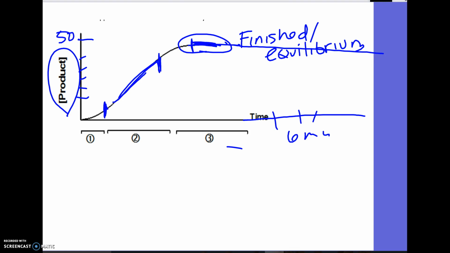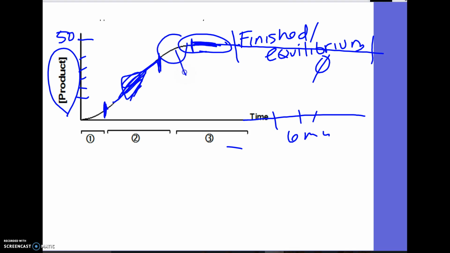No, because saturated means the enzymes are working as fast as they can. So for that extra 6 minutes, the rate would have been 0. The enzymes would have been doing nothing. Remember, saturated means you're ripping as fast as you can. Technically, in this graph, saturated is here. This is when you were ripping as fast as you could.